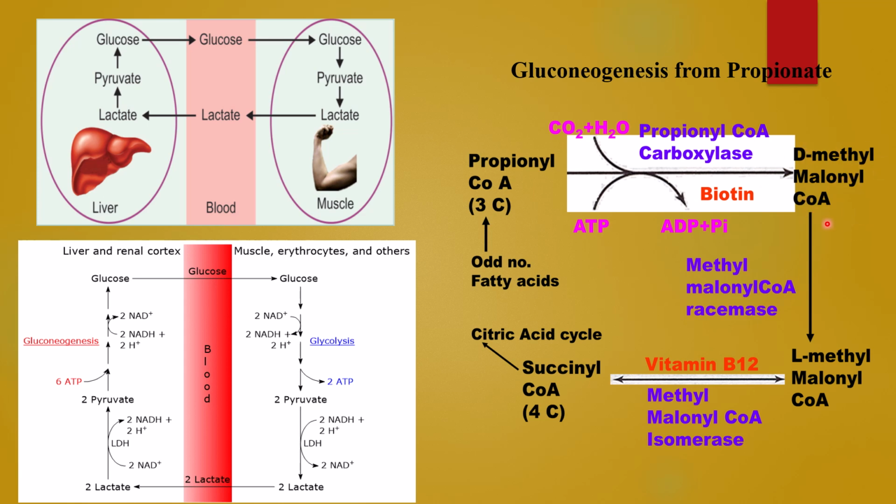Then D-methylmalonyl coenzyme A is isomerized, or racemized, to L-methylmalonyl coenzyme A via the racemase enzyme. Finally, vitamin B12 comes as a coenzyme, and the enzyme is methylmalonyl coenzyme A isomerase or mutase. It converts this L-methylmalonyl coenzyme A to succinyl coenzyme A, one of the important intermediates of the Krebs cycle. It joins the citric acid cycle, or the Krebs cycle, and this is how it can also be involved in the gluconeogenesis.